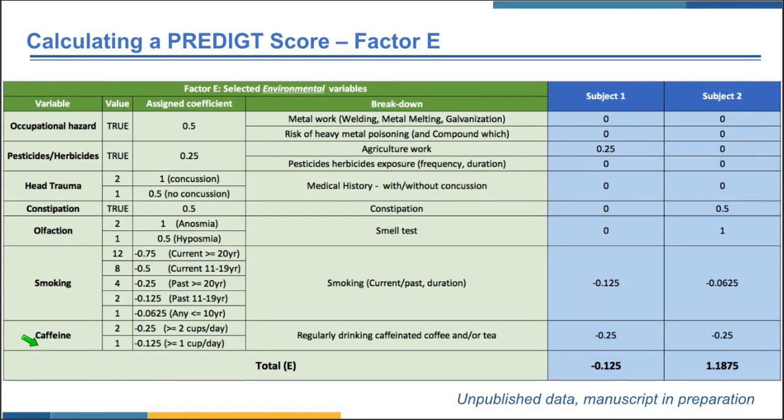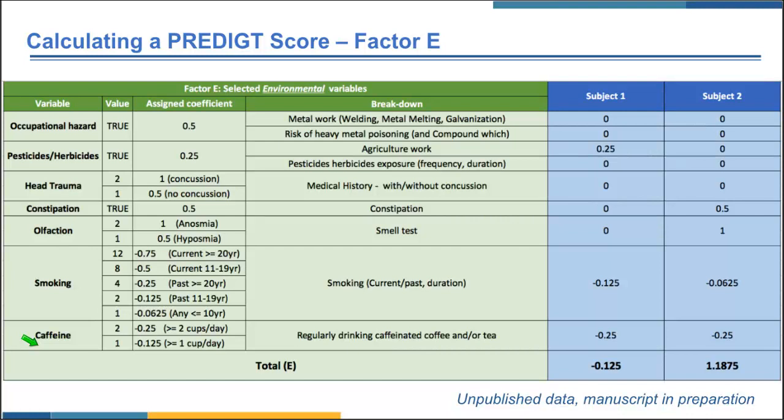Okay, so here is an example about how we calculate the PREDICT score, because I know all the earlier introductions are a little bit too abstract. So here I will use two examples to go through how the score was calculated. We have two examples, subject 1 and subject 2, and we will go through each variable in the list, and I can show you how their score was calculated.